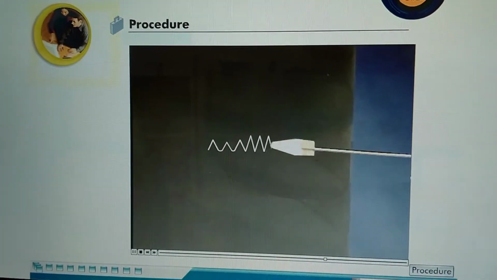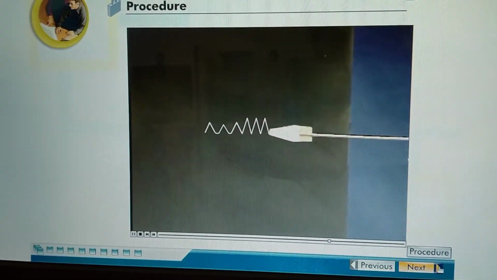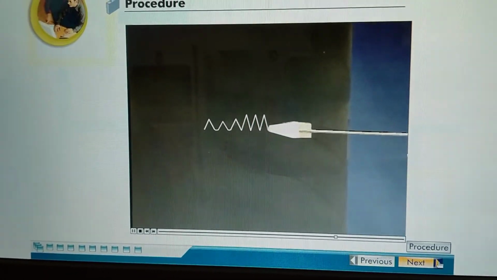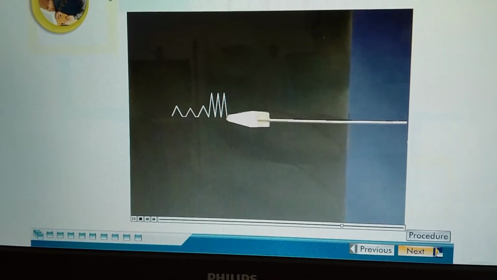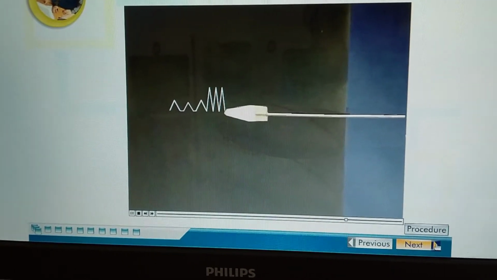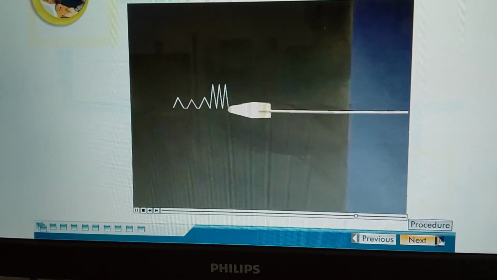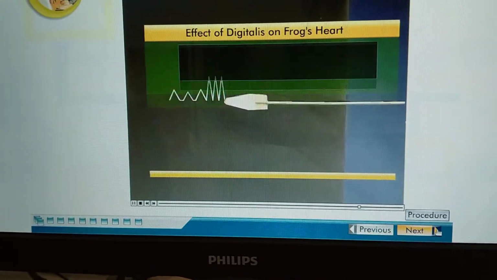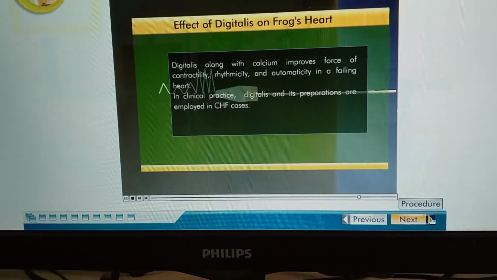You will notice that the rate and force of contraction of the heart and its rhythmicity starts slowly improving, which was altered in the hypodynamic state. Repeat the same with 0.2, 0.3 and 0.4 ml each of digoxin and calcium chloride solution for further improvement in cardiac activity till the normal state is attained.